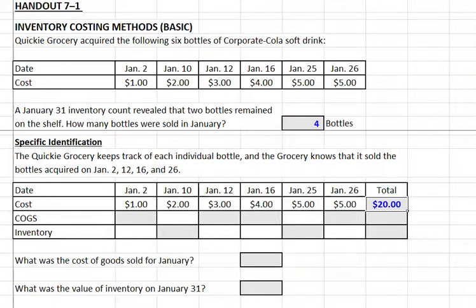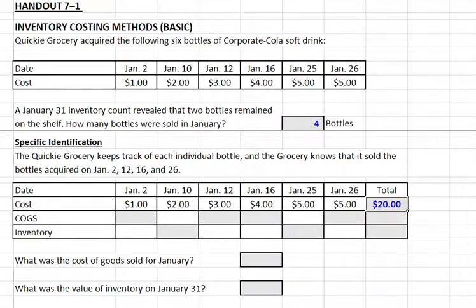We're told under the specific identification method that Quickie kept track of each individual bottle and knows that it sold the bottles acquired on January 2, 12, 16, and 26. The first thing we should note is we would never use the specific identification method to value something like bottles of cola. We're going to use the specific identification method to value high-value inventory items such as automobiles, jewelry, items that have individual characteristics and have a high value. But let's go ahead and proceed nonetheless.